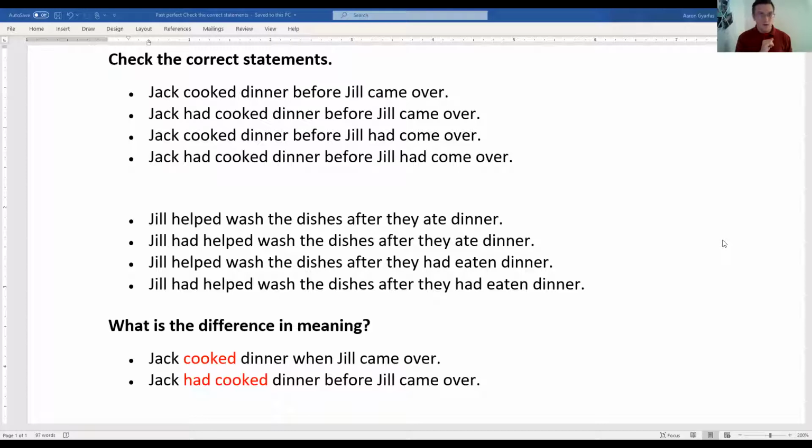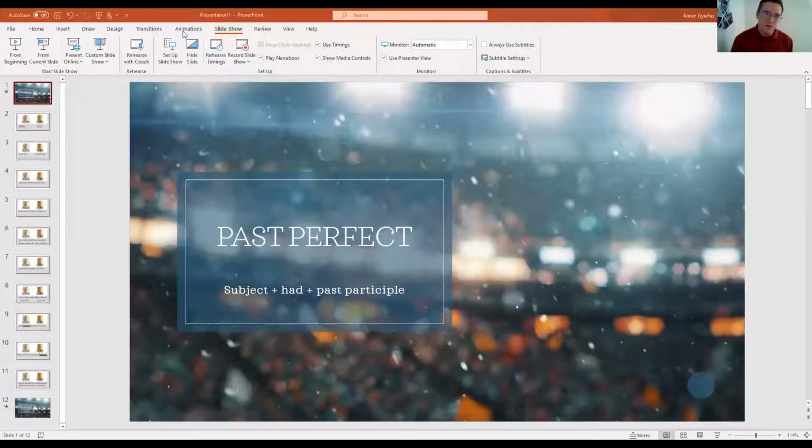Okay, welcome back. If you've checked these sentences, let's go ahead and start the lesson, and then we will see which of these sentences are correct, which are incorrect, and at the bottom, what is the difference in meaning between a past simple verb like cooked and a past perfect verb like had cooked. So let's begin today's lesson. Let's start our PowerPoint slideshow.